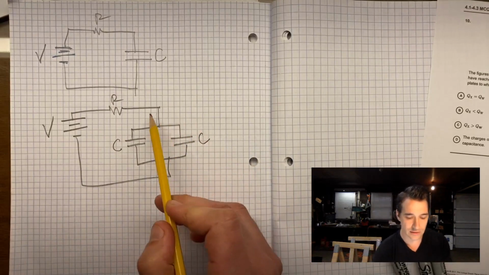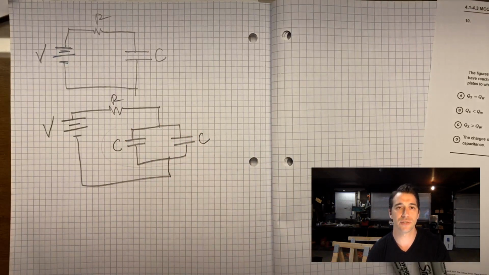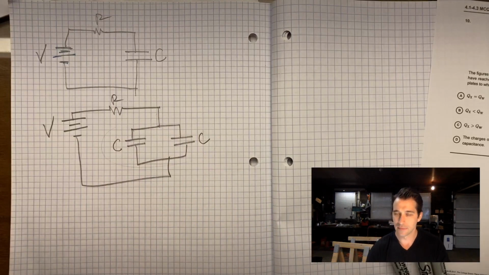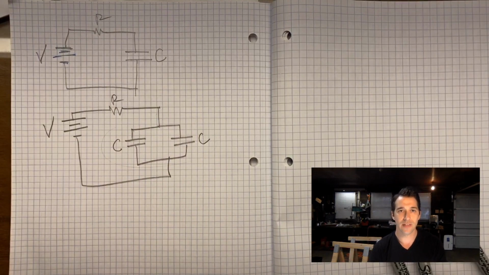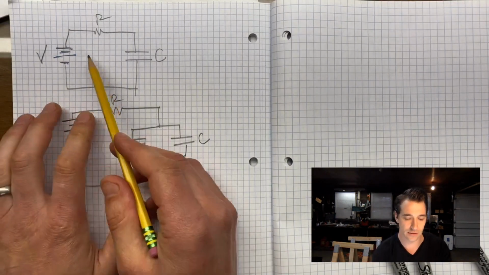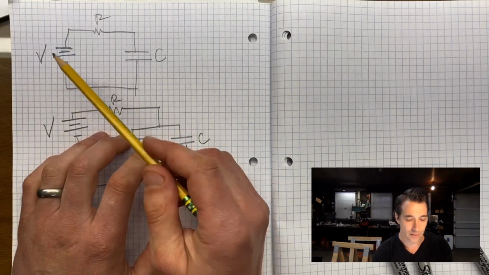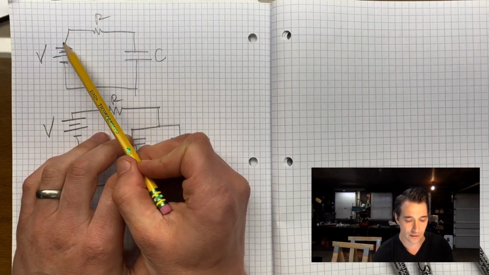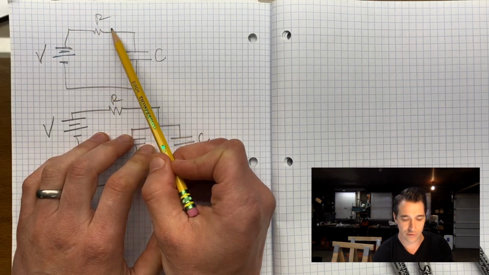We know these two capacitors will behave differently. The question is, how will they behave? Before I get into what the question is asking, let's think about what happens if we first wired this up, say with a switch in here. Let's look at the top one, it's a little bit simpler. What's going to happen? Current will start to flow, right? We'll go through this resistor.